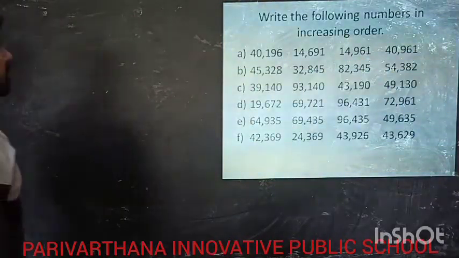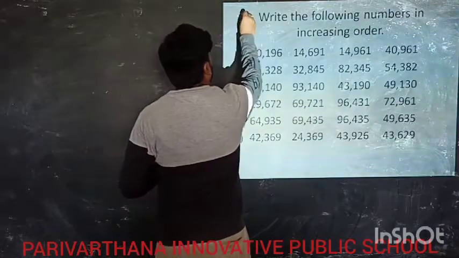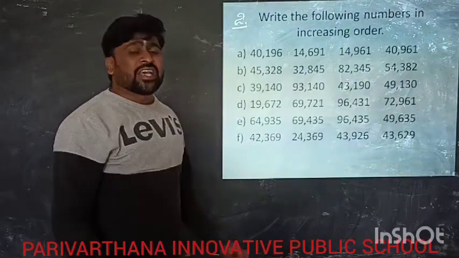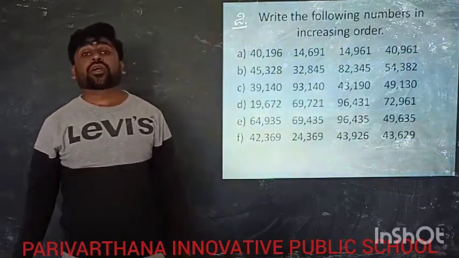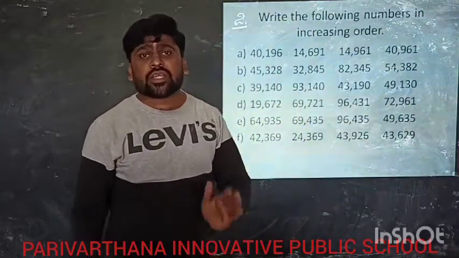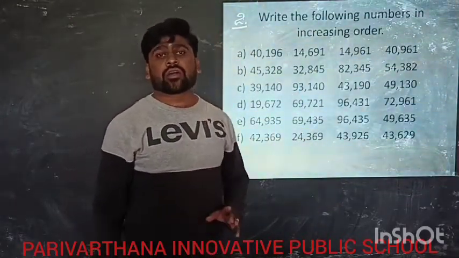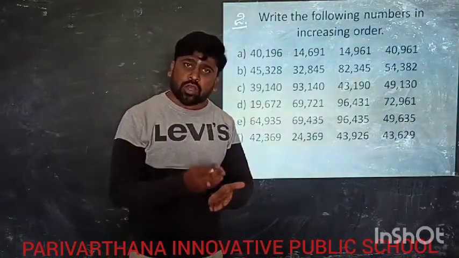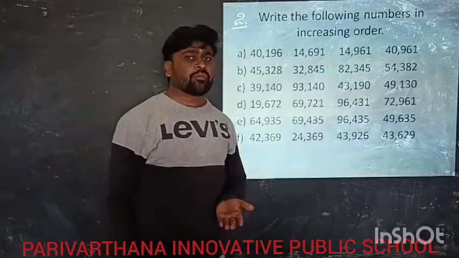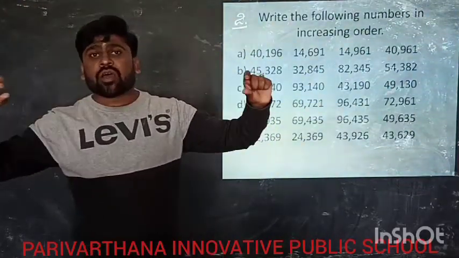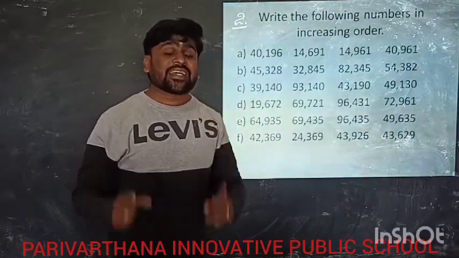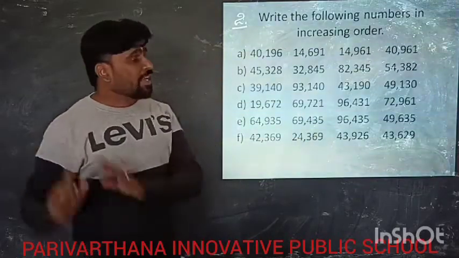Next, come to exercise 1.3. Now it is second main. Write the following numbers in increasing order. Clear? Regarding the second main, you already know that increasing order is nothing but ascending order. Increasing order means first small number, then afterwards big number, big number, big number and big number. Like that you have to arrange the numbers from small number to big number. That is called increasing order or ascending order.